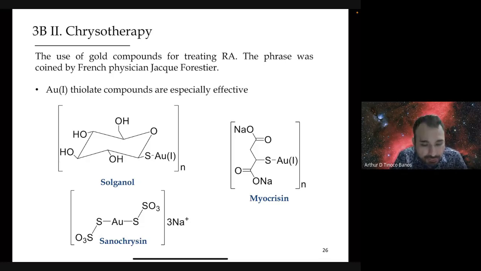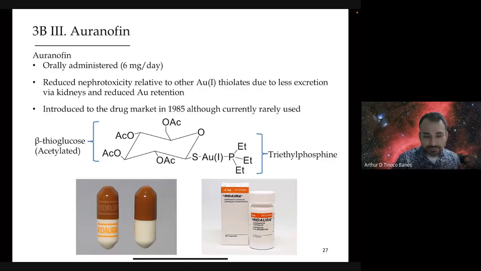So this cryotherapy was a phrase that was coined by the French physician Jacques Forestier. So here, gold thiolate compounds were used for this application, as they were quite effective. So here we have the structural representations of these particular gold thiol compounds, which you actually have seen previously when I introduced gold compounds. So these three, sogenol, myocrystin, sanocrystin. Again, these are the gold thiolate compounds.